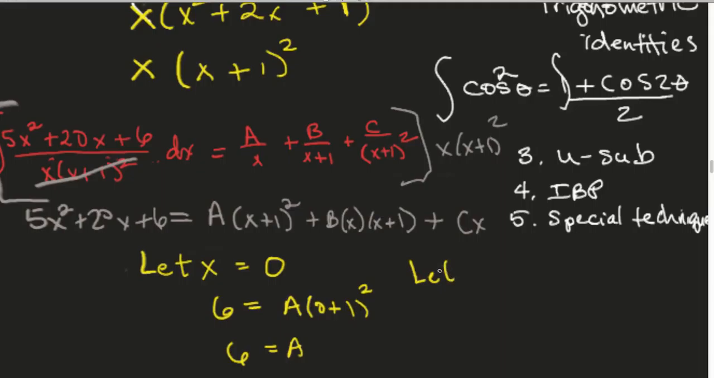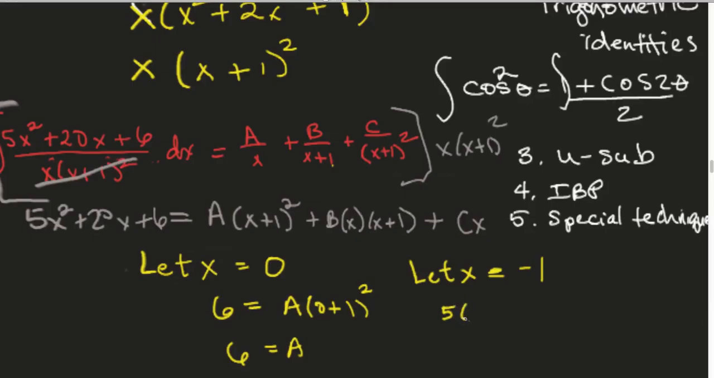Now we repeat the process. What else can I let x equal to where two of them disappear and one of them stays behind? -1. Good. Which two go away? A and B. Good.